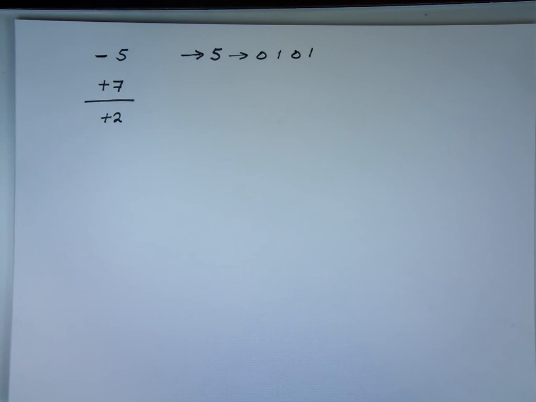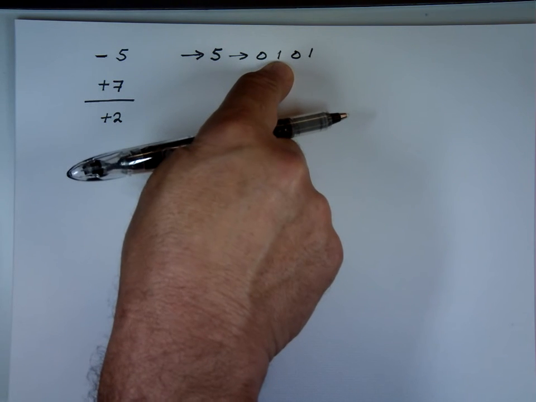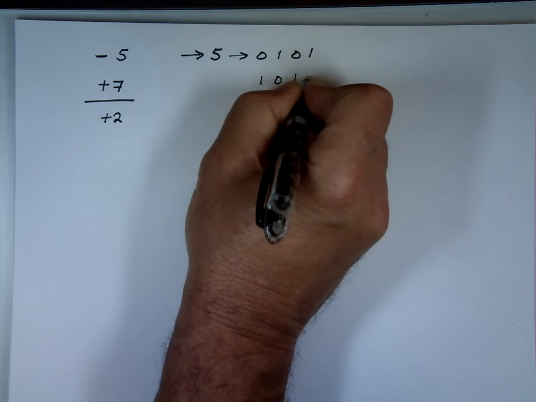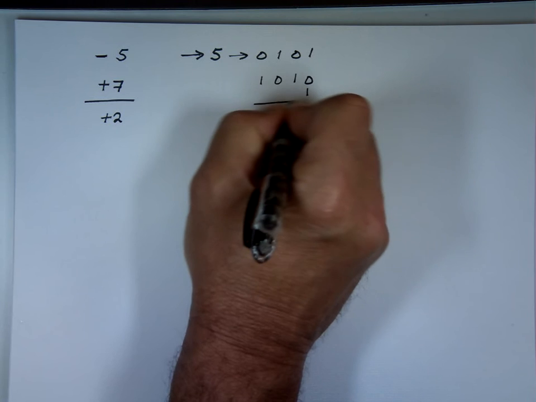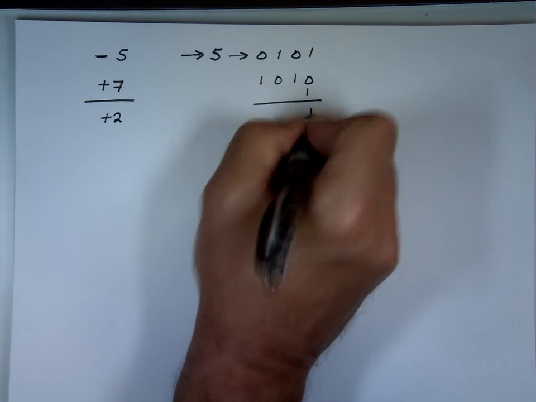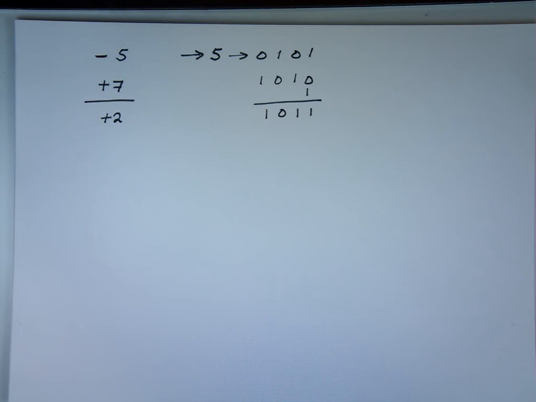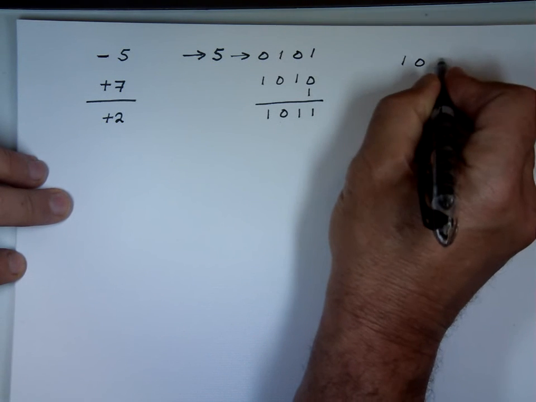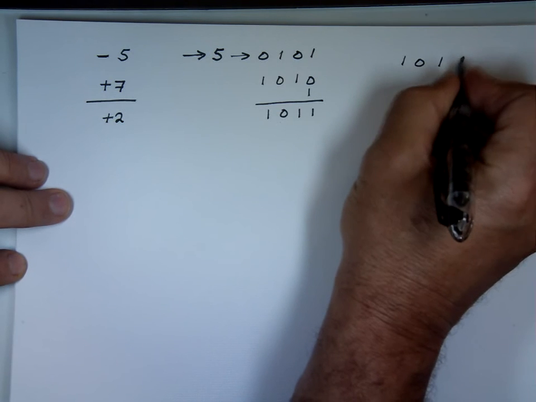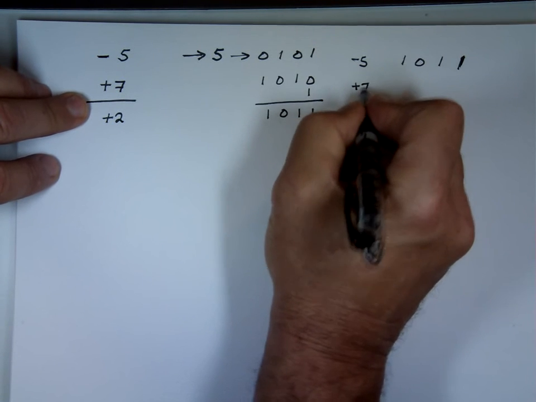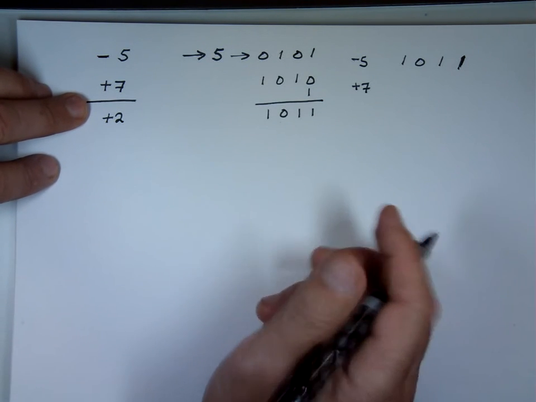What do we do next? We complement that to get the 1's complement, which is 1, 0, 1, 0. Add 1 to it, and what are we going to have? 1, 1, 0, 1. That's negative 5 in 2's complement. 1, 0, 1, 1. That's negative 5. Let's look at plus 7. 7 is what? 0, 1, 1, 1.